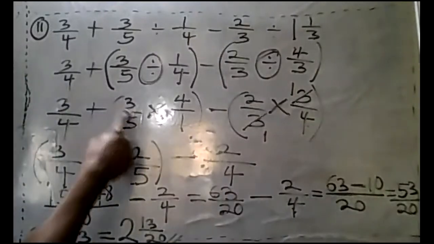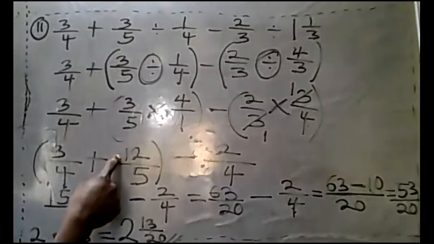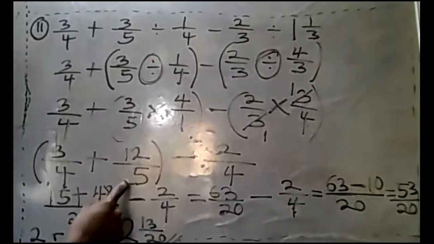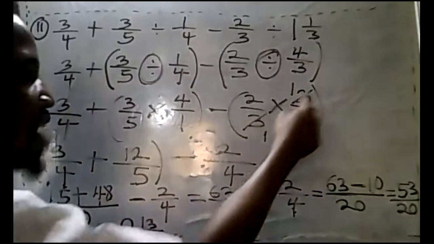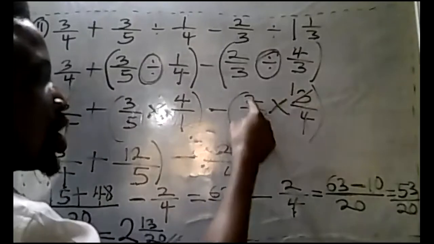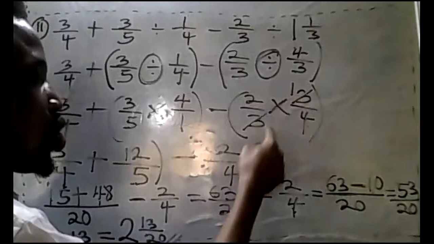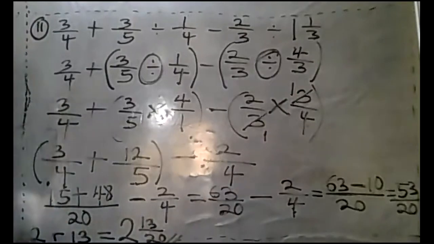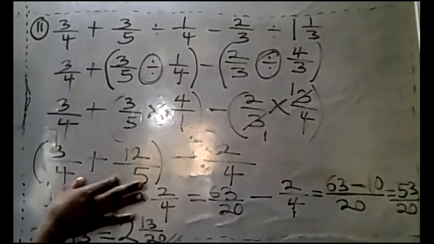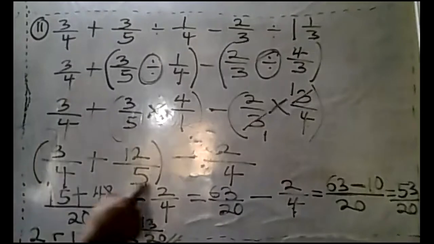Then multiply this out. 3 times 4, 12. 5 times 1, 5. Divide 3 by 3 here, 1, 3 here, 1. 2 times 1, 2. 1 times 4, 4. So which operation are we performing next? Addition. Find the LCM of 4 and 5.